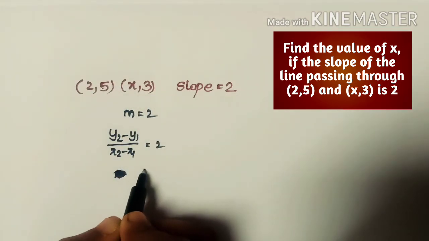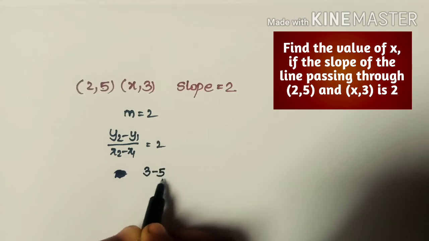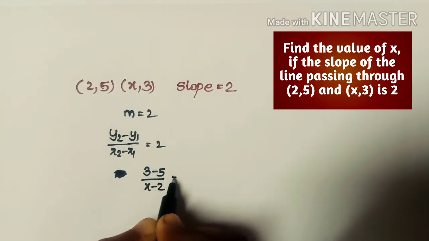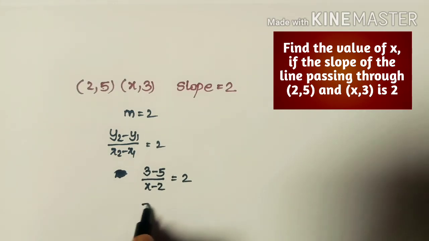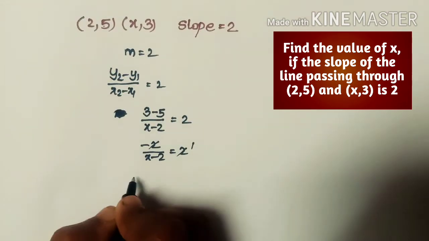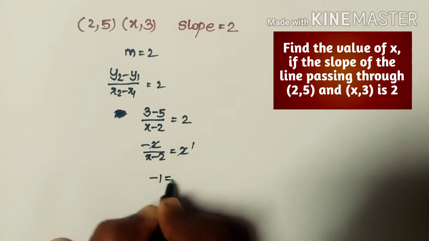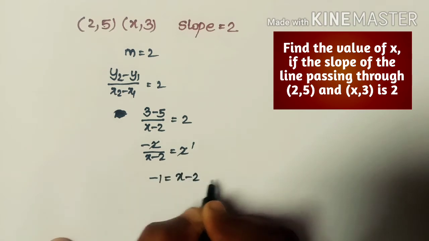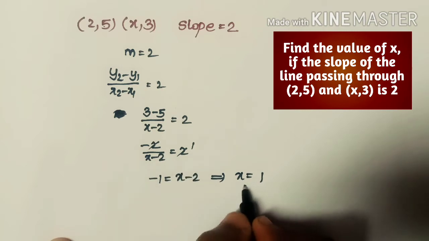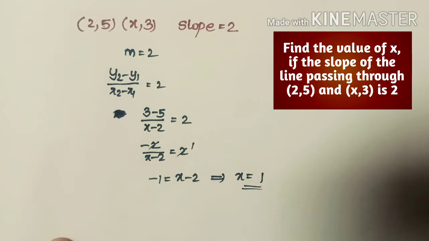y2 - y1 is 3 - 5, divided by x2 - x1, that is x - 2, equals 2. That is -2/(x - 2) = 2. Now the 2 and 2 cancel, which implies -1 = x - 2, taking cross product. Then the value of x is -1 + 2, that is 1. So the answer is 1.